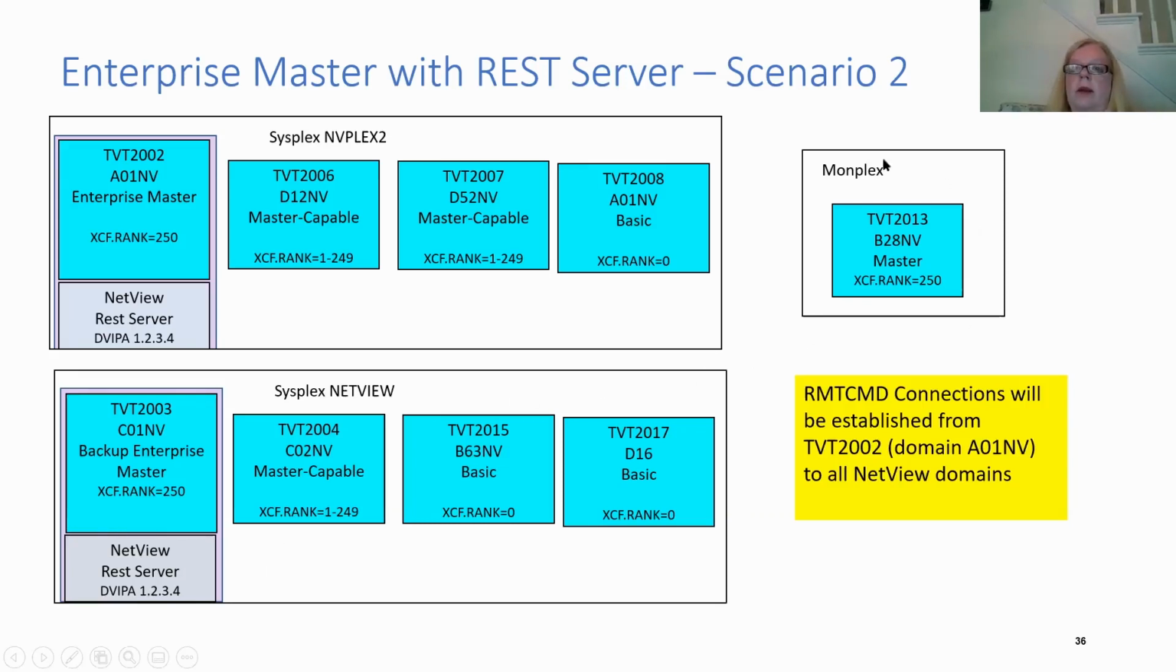This system out here can also be part of your enterprise that this enterprise master NetView can talk to. And again, the remote command connections are going to be established outbound to all these systems. I just didn't draw the green lines here because with this configuration, the green lines would be going all over the place and it'd be a little difficult to see what's going on here.